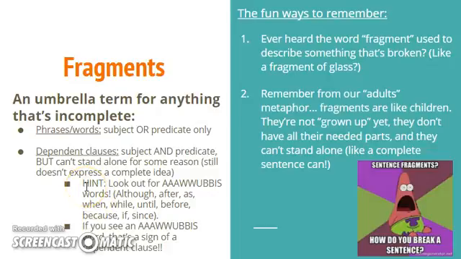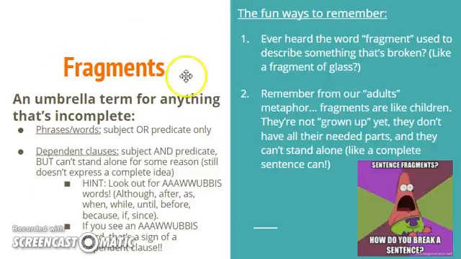One hint to remember or find dependent clauses is to look out for AWUBIS words, also known as subordinating conjunctions. AWUBIS is an acronym that stands for although, after, as, when, while, until, before, because, if, since. Whenever you see an AWUBIS word, that's a dead giveaway that there's a dependent clause going on, and therefore that chunk of words can't stand by itself. It's a fragment.